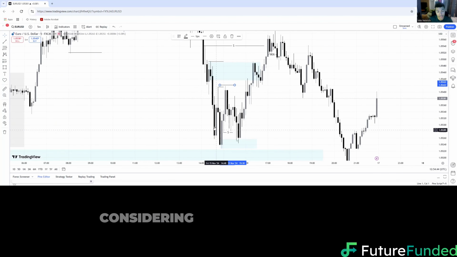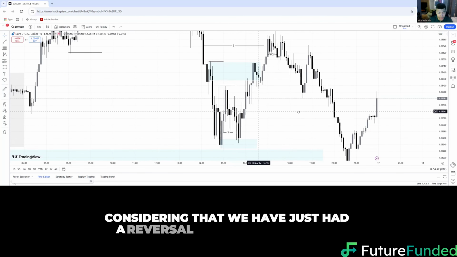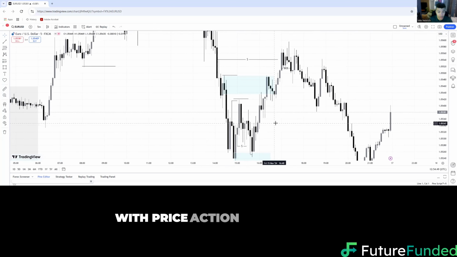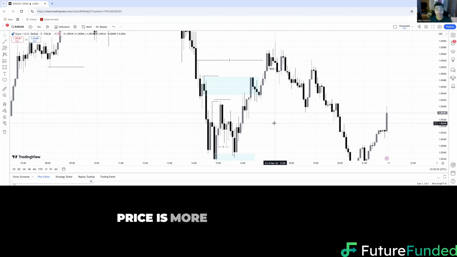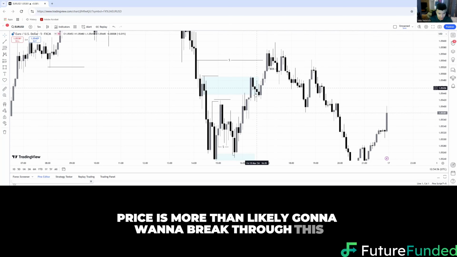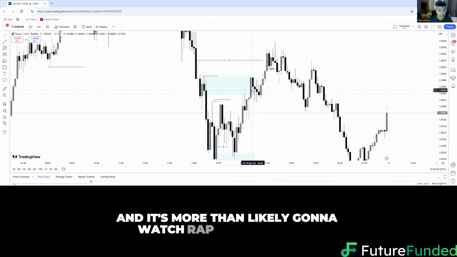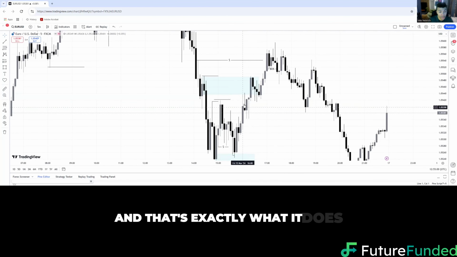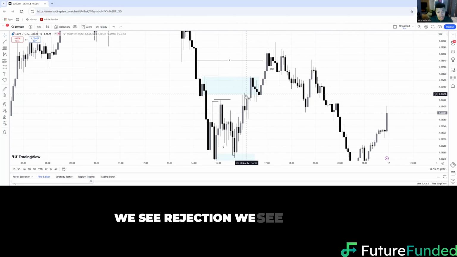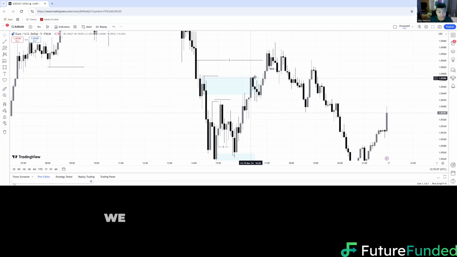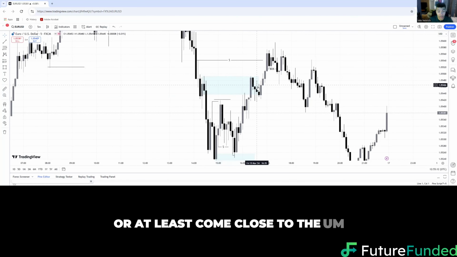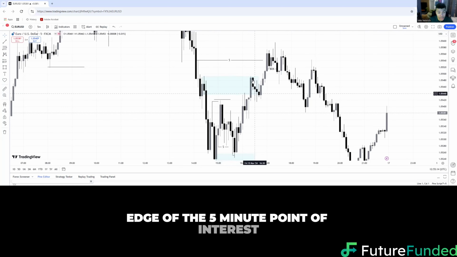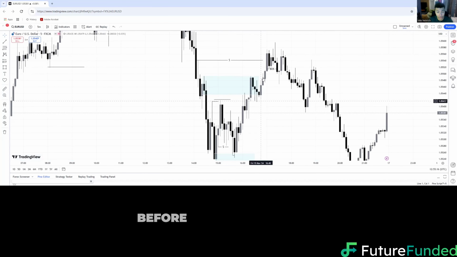However, considering that we have just had a reversal structure form here with price action, I knew that in this particular scenario, price is more than likely going to want to break through this, and it's more than likely going to want to trap retail traders, and that's exactly what it does. Look, we see rejection, we see retail traders come, or at least try to come into the market. Price then pushes up. We see it attempt to do somewhat of a fake out, or at least come close to the edge of the 5-minute point of interest, and then sellers try to come in again before institutions start to manipulate once more.